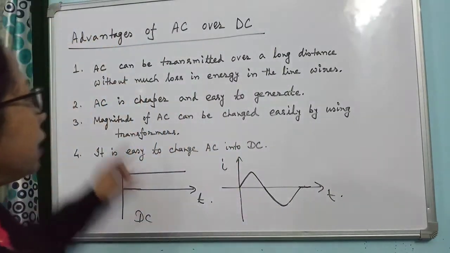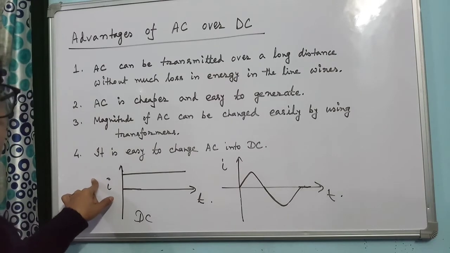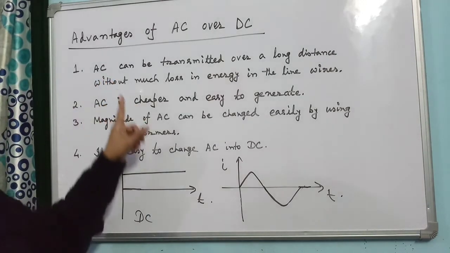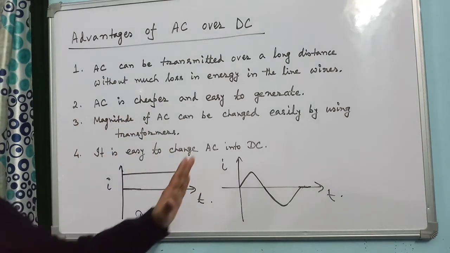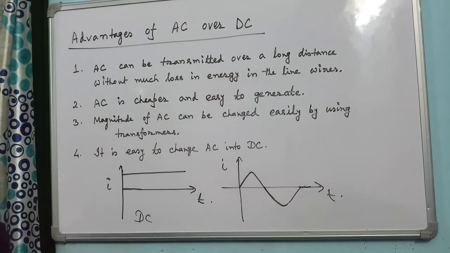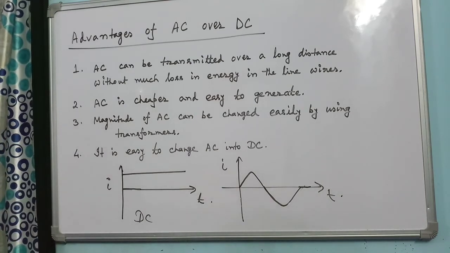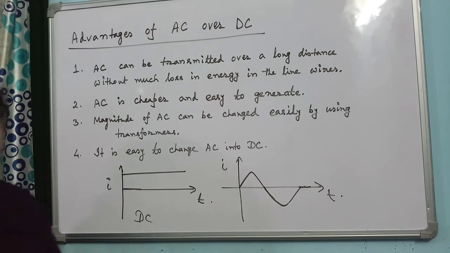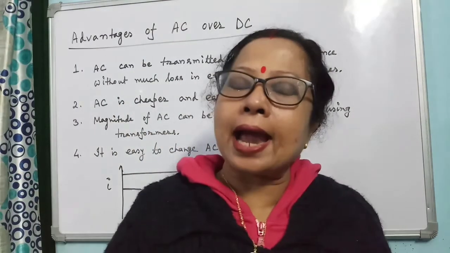So you must note down all these 4 points, and learn and remember. What is the first point? Here I have written all the points according to their importance. The first advantage of alternating current over direct current: AC can be transmitted over a long distance without much loss of energy in the line wires. Then second, AC is cheaper and easy to generate. Third, the magnitude of AC can be changed easily by using transformers. And fourth, it is easy to change alternating current into direct current.